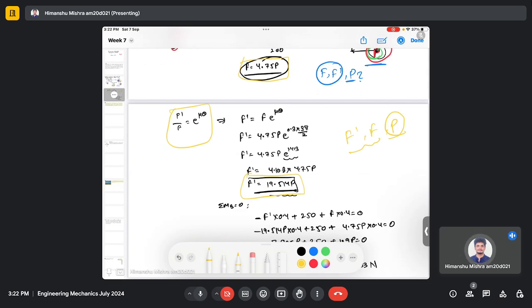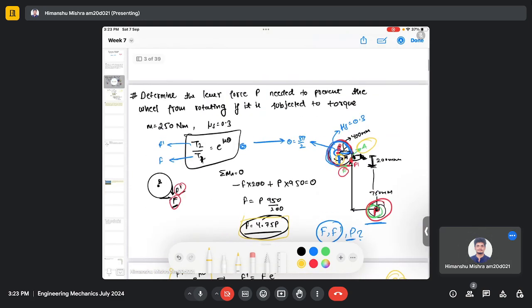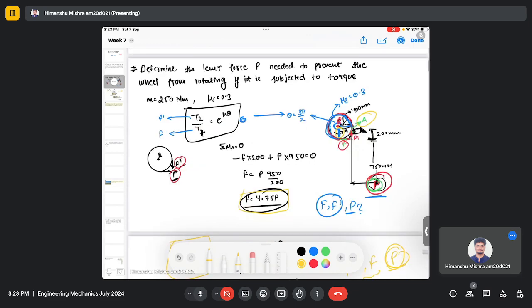So we can easily find P, because if we take the moment about point B, the only unknown force is P. The rest, F dash and F, are known forces. So by using this equation, we are able to find the unknown force. So that's it for the friction.